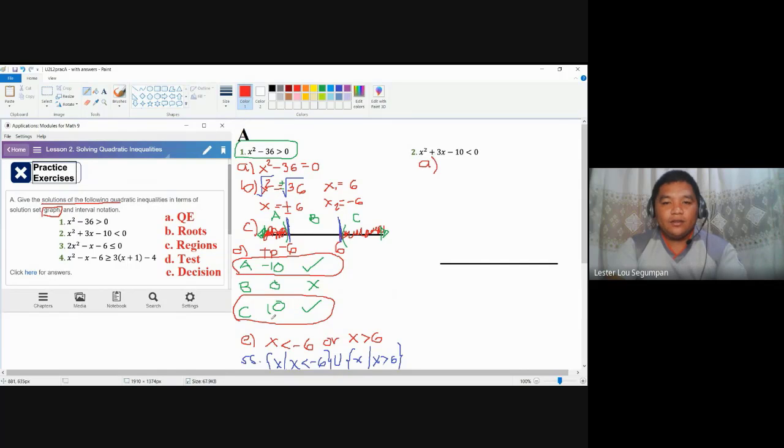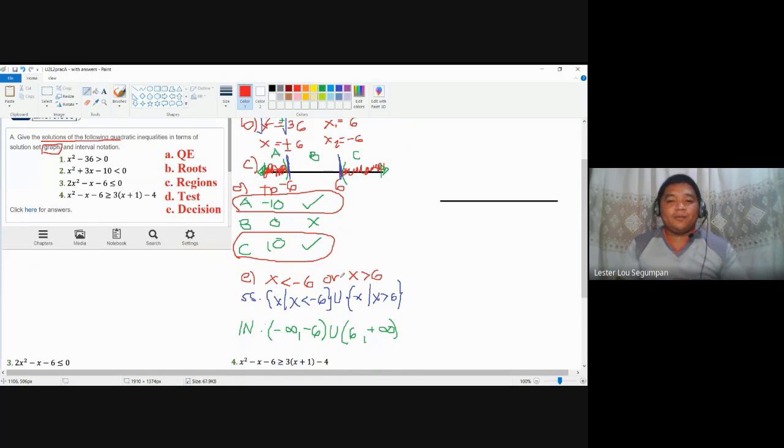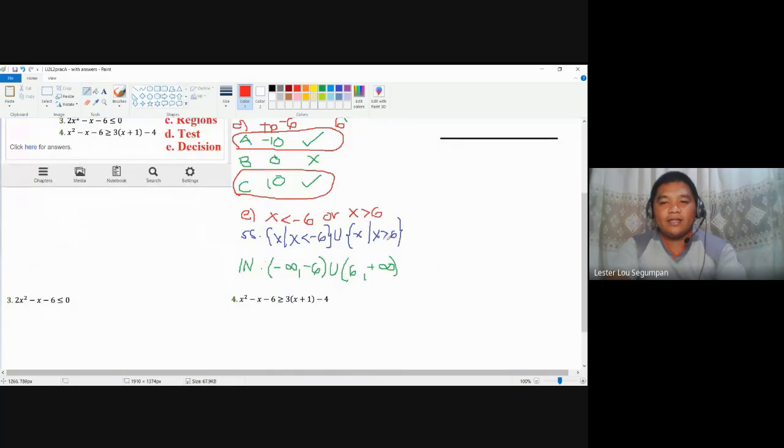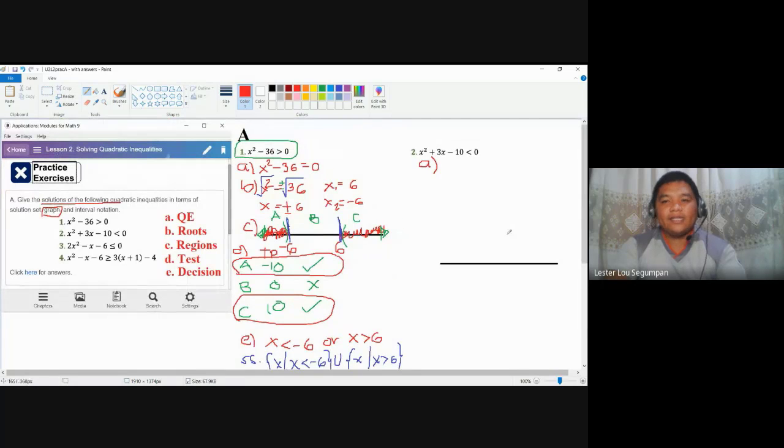By the way, it's always up to us whether we want to check or not whether the solution is correct. Actually, in step D, you're already checking your answers. So give me a number less than negative 6. You say negative 10 or negative 7. We have checked it already. Similarly here, greater than 6. We have checked it already.